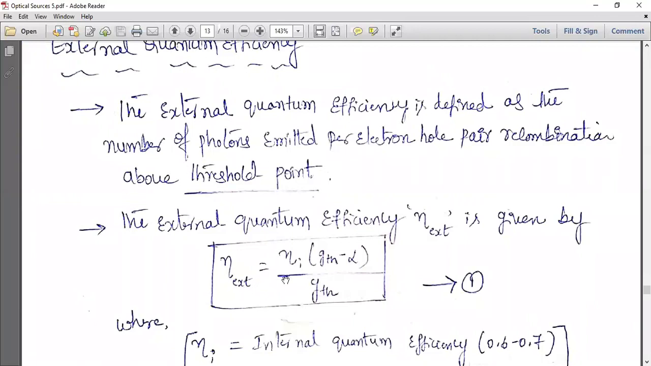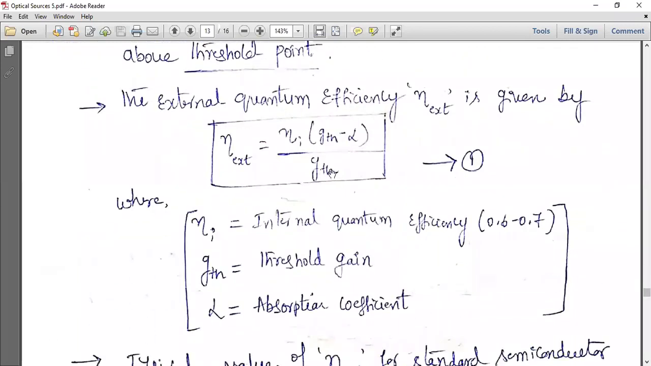So eta external is equal to eta internal, which is the internal quantum efficiency, around 60 to 70%. Of that, 60 to 70% of electrons and holes will recombine, and out of that how much comes out is your external efficiency, where J threshold is some threshold and alpha is the absorption coefficient. You have to subtract that because some photons will be absorbed, so that is minus absorption. That is your external quantum efficiency.